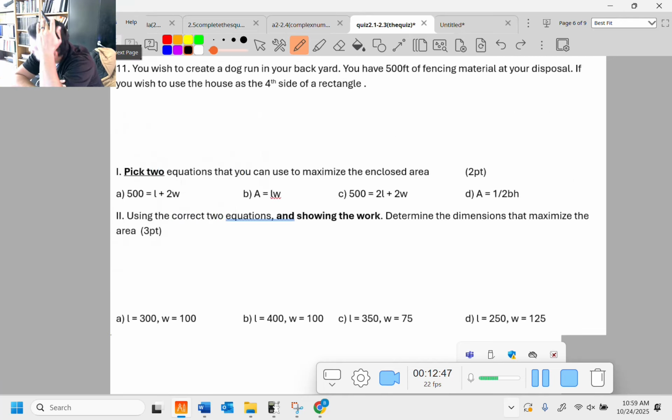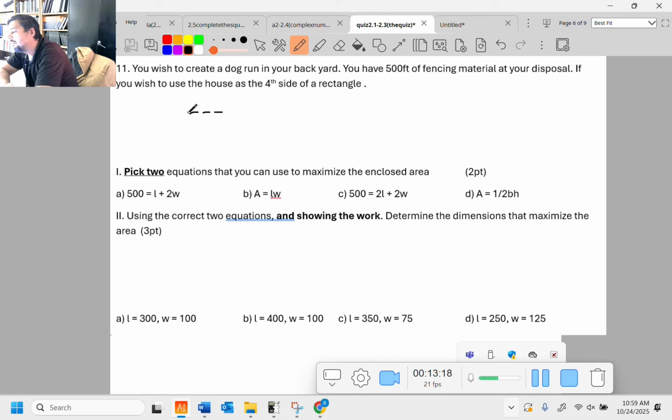And moving forward, number 11, you wish to create a dog run in your backyard. You have 500 feet of fencing. I think about half of first period got this question right. It might have been a little higher than that, but it wasn't that good. And one of the reasons it wasn't that good is just a lot of y'all didn't do your twin. I can't fix that. I cannot fix apathy. There's nothing I can do about apathy. Apathy is something you have to overcome.